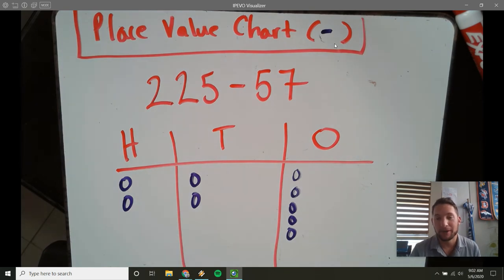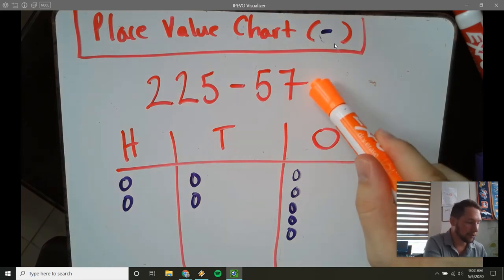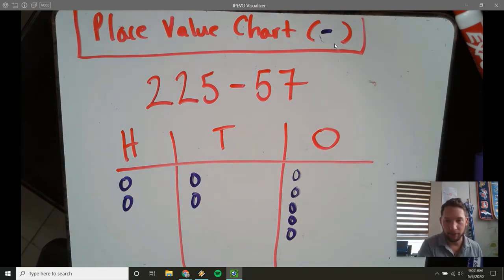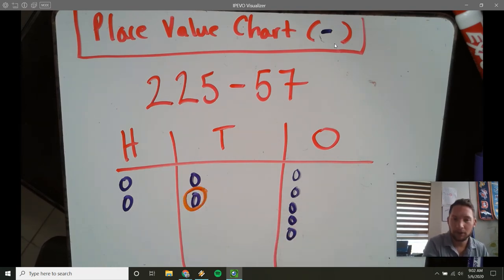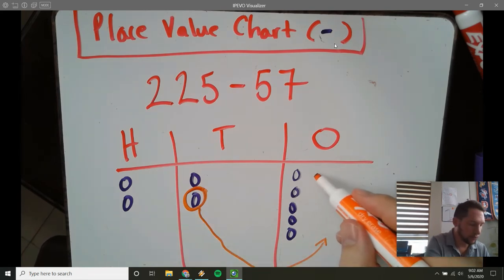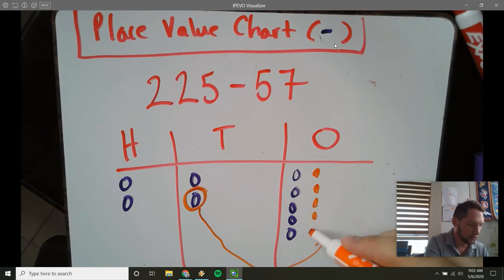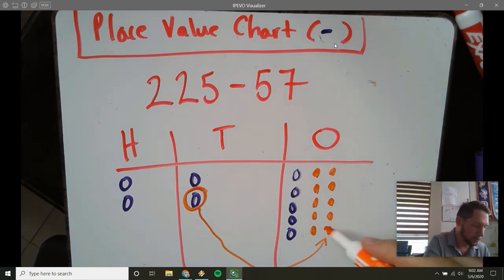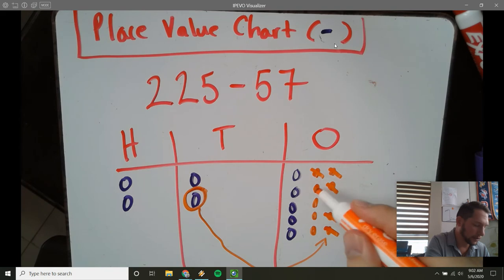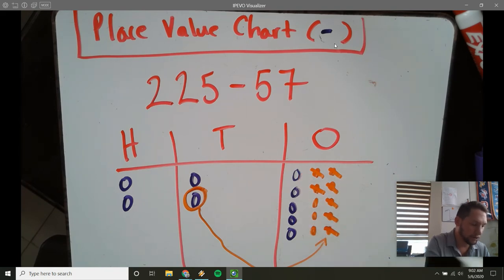There's my large number. Now I'm taking away. Okay? So I need to take away 7 ones. I've only got 5. Remember from the other way, we have 2. Take a 10 and give it to the ones. So 10 ones: 1, 2, 3, 4, 5, 6, 7, 8, 9, 10. Okay, now I can take away 7 ones. Here we go: 1, 2, 3, 4, 5, 6, 7. I'm left with 5 and 3. 5 and 3 is 8. 8 ones. Okay, done with that.